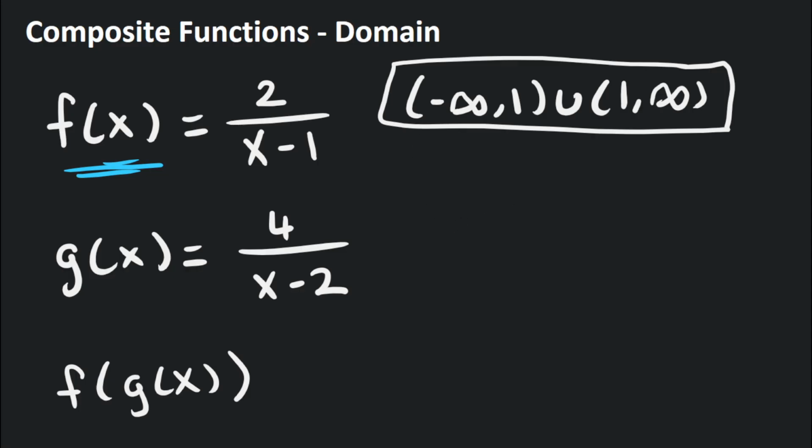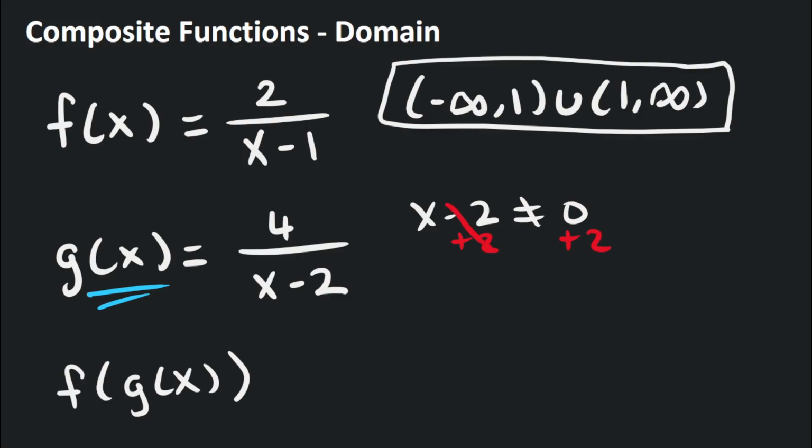Great, so now let's try to find the domain of g of x. So same thing, this is also a rational function, as long as x minus 2 does not equal 0. So let's go ahead and do that. x minus 2 does not equal 0. And what we'll do is add 2 to both sides. We have x does not equal 2. So x can be any number as long as it's not 2. It can be any number besides 2, any real number.